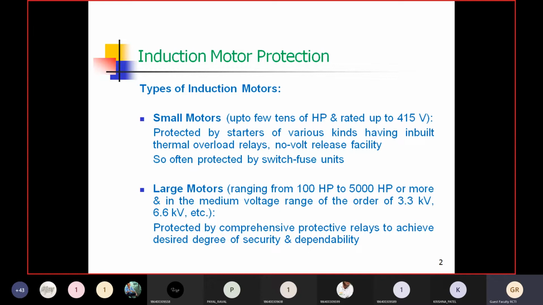motors. In my very first PPT, it is clearly mentioned that motors are divided into two major types, small motors and large motors. Small motors are generally protected at our house by just a simple fuse, or if we talk about somewhat higher capacity motors rated from 415 watt up to a few HP, then they are protected by simple starters.